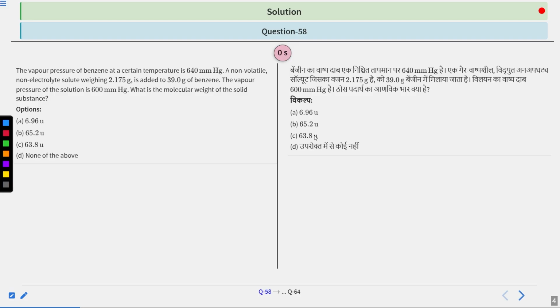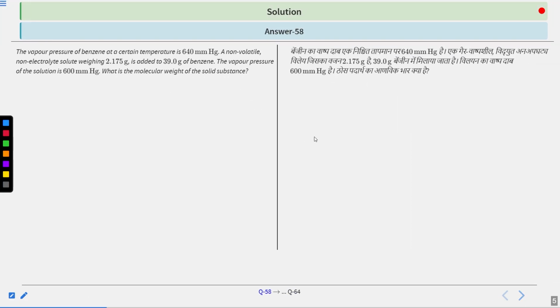Time is up. In this question, what is being given? It is given that the vapor pressure of pure benzene is 640 mm of Hg. Now, if you add a non-volatile, non-electrolyte solute whose weight is 2.175 gram to 39 gram of benzene, then the vapor pressure of the solution becomes 600 mm Hg. You have to now calculate the molecular weight of the solid substance. The correct answer will be B.